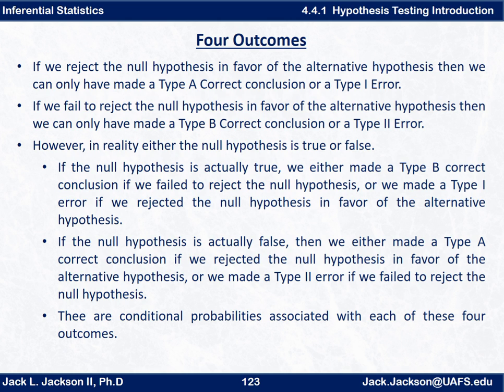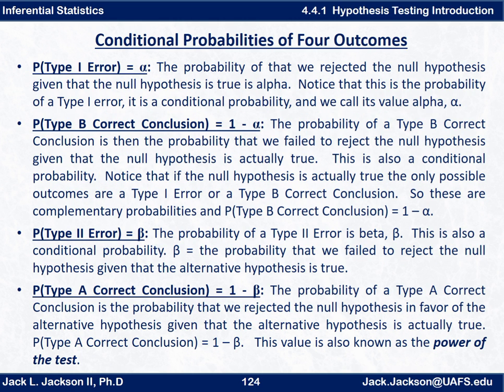There are actually conditional probabilities associated with each of these four outcomes. So, first of all, the probability of a type 1 error we call alpha, and it's the probability that we reject the null hypothesis given that the null hypothesis is actually true. Notice that this is a conditional probability, and we call its value alpha. The probability of a type B correct conclusion is the complementary probability, 1 minus alpha. It's also a conditional probability, and the condition we know for a type 1 error and a type B correct conclusion is that the null hypothesis is actually true.